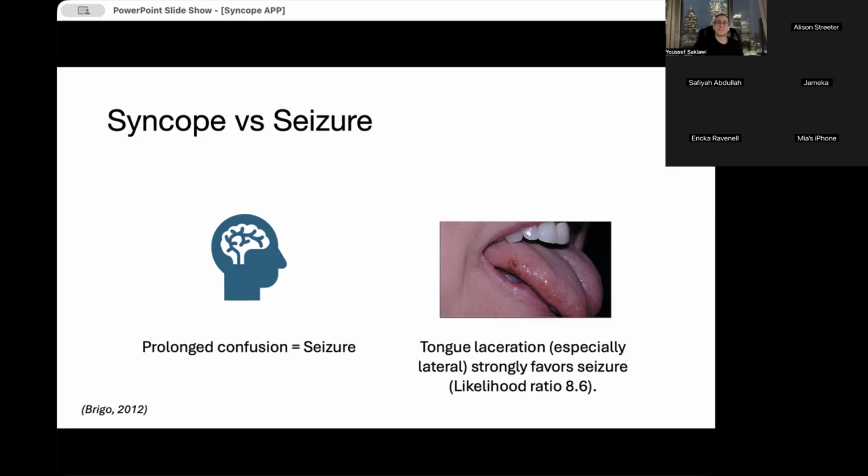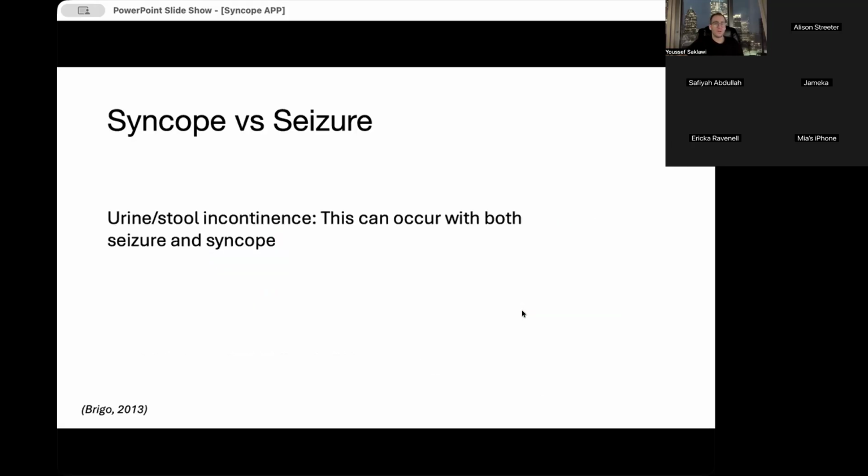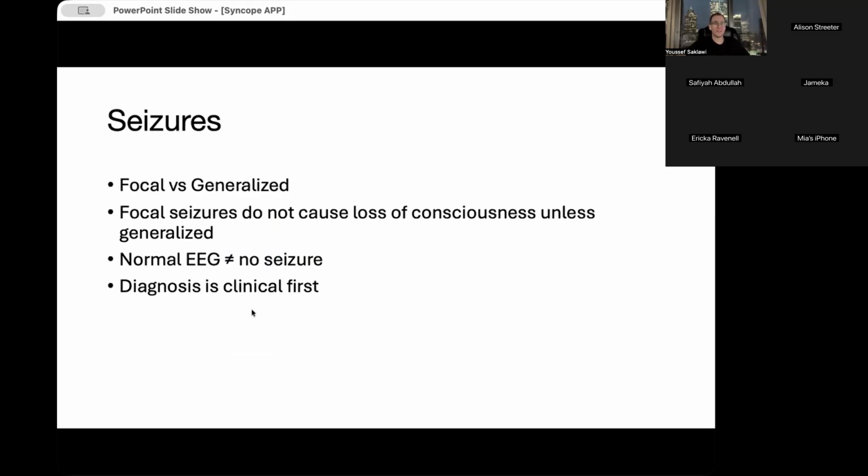If there is a lateral tongue bite, it is very predictive that this is a seizure instead of syncope. What about urine or stool incontinence? It turns out that urine and stool incontinence occur in both seizure and syncope, so you cannot differentiate between syncope and seizure based on incontinence or even tonic movements.